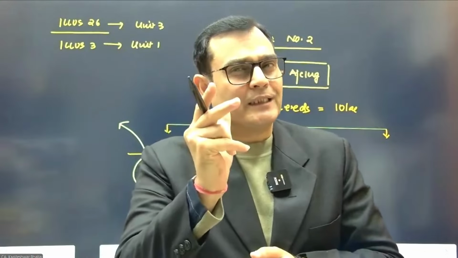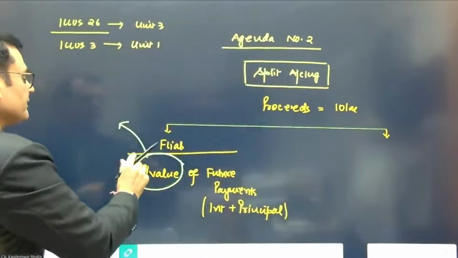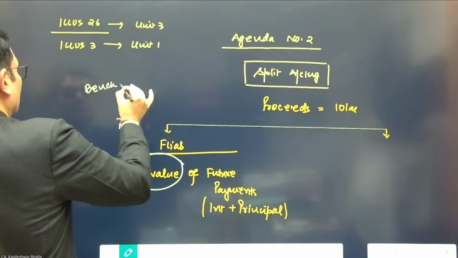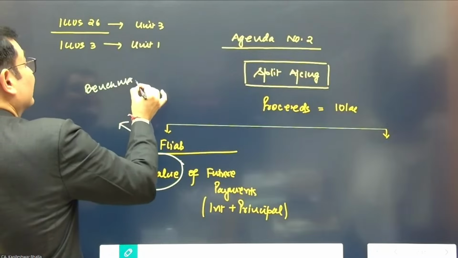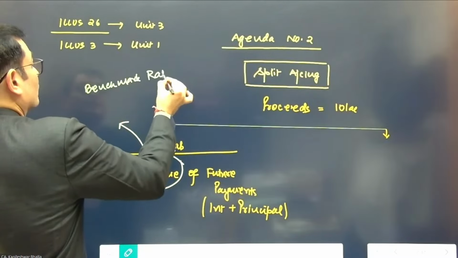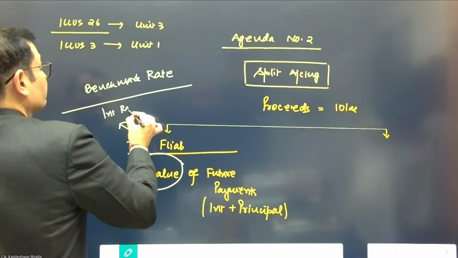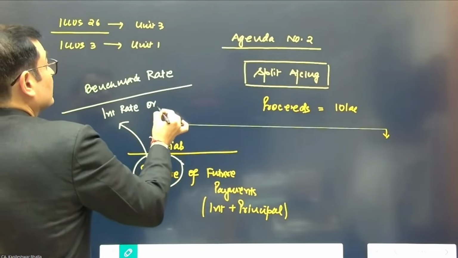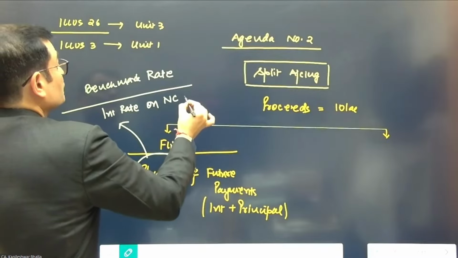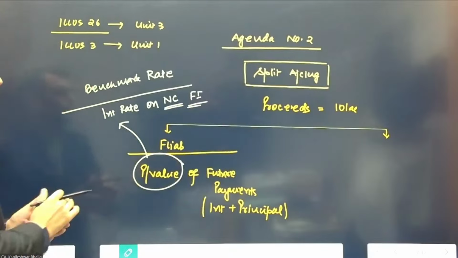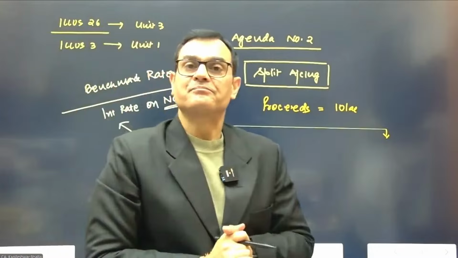So the standard very clearly says that when you go to consider the present value, you are going to consider something which I call a benchmark rate. And this is the interest rate on a non-convertible financial instrument. Let me put this once again.